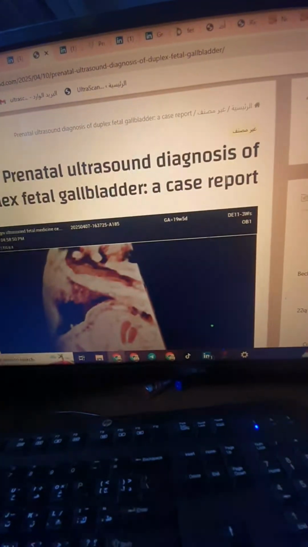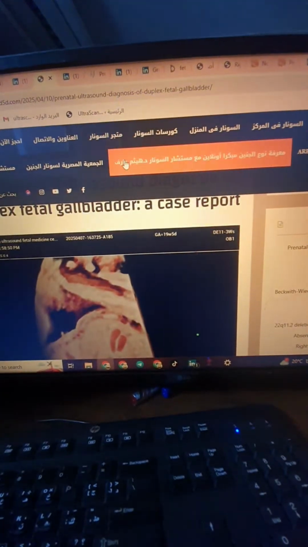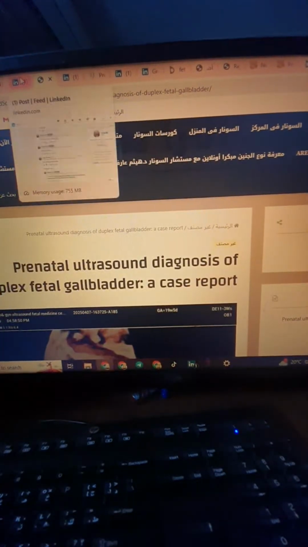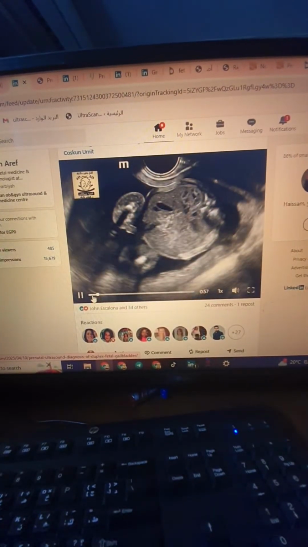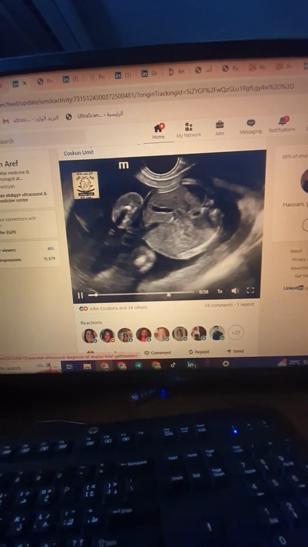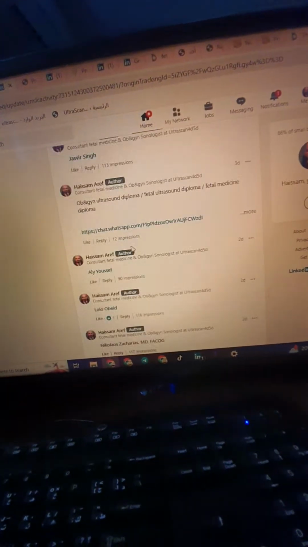Let's see together our case report of prenatal ultrasound diagnosis of duplex fetal gallbladder. This is the video. Only 7 cases were reported in the literature, and I guess this is the 8th case. Neonatal outcome is favorable. I hope you enjoyed the case because the render was especially difficult to get. Yes, this is the render, and then I put color to prove that it's not a vessel.